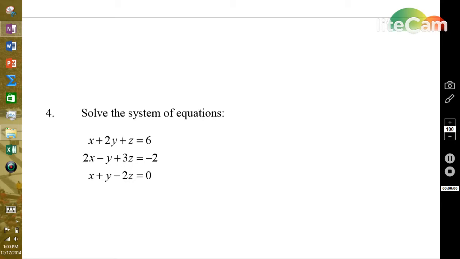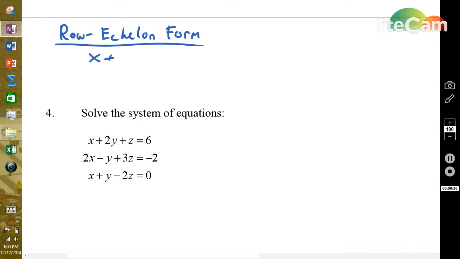In order to solve a system of equations with three variables, that looks like this, you need to get it to look like row-echelon form. To remind you, row-echelon form looks like a stair pattern on the system. Just a quick example here.